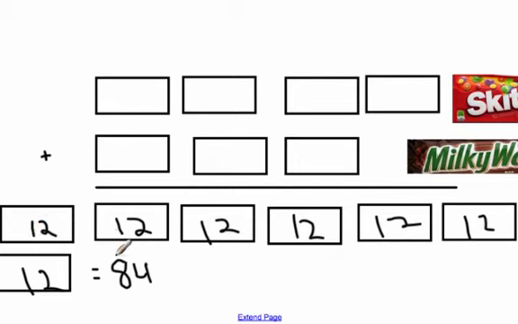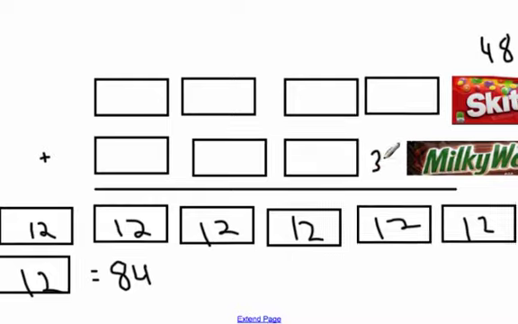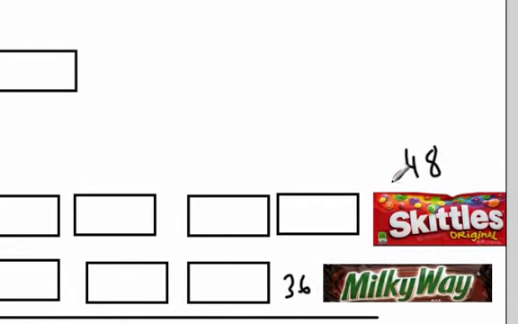So if we can accept the idea, and I know that might be a little bit confusing at first, that each of these rectangles is worth 12 candies, well, up here we have 4 rectangles, and each is worth 12. So there would be 48 Skittles, and then over here we've got 3 rectangles, so I would think there would be 36 Milky Way. 48 Skittles to 36 Milky Way.